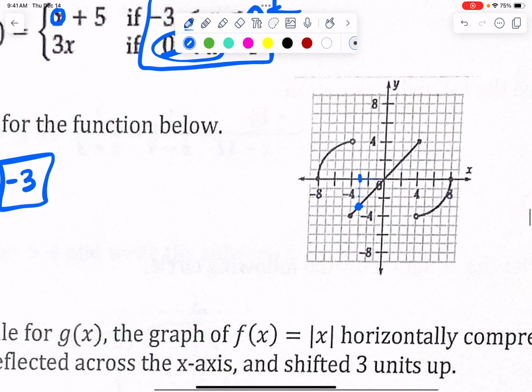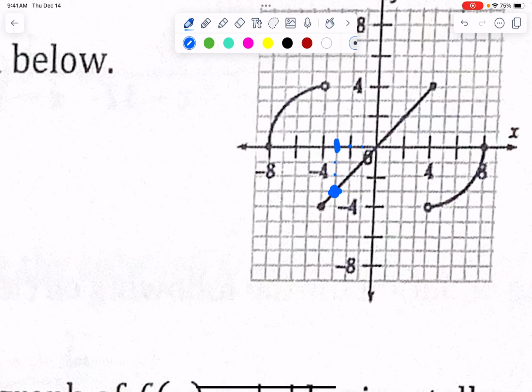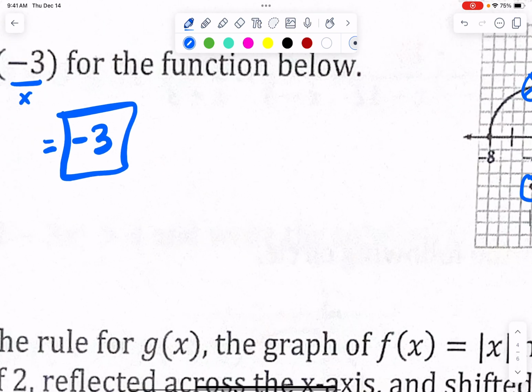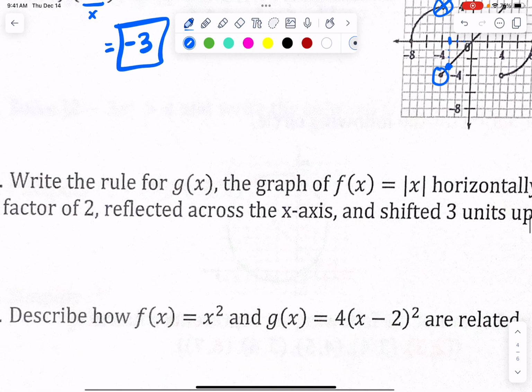If there was an open circle there, that would not be the case. Like if I said find f of negative 4, you'd wonder, is it this one or is it this one? Because those are both touching negative 4, but this one's not touching because it's an open circle, right? So the answer is just negative 3. That wasn't too bad.